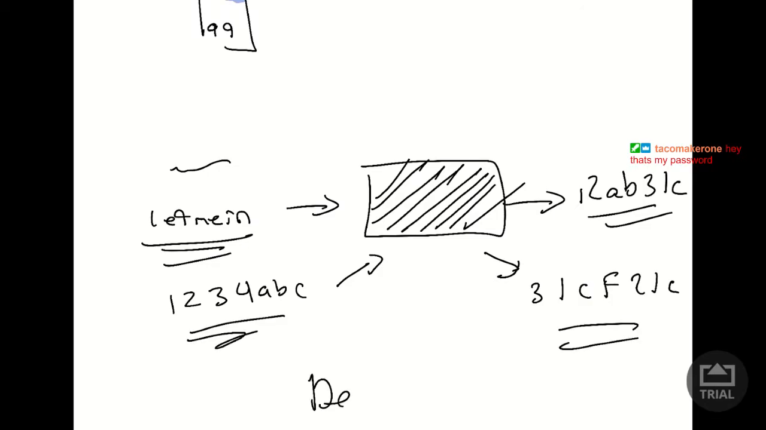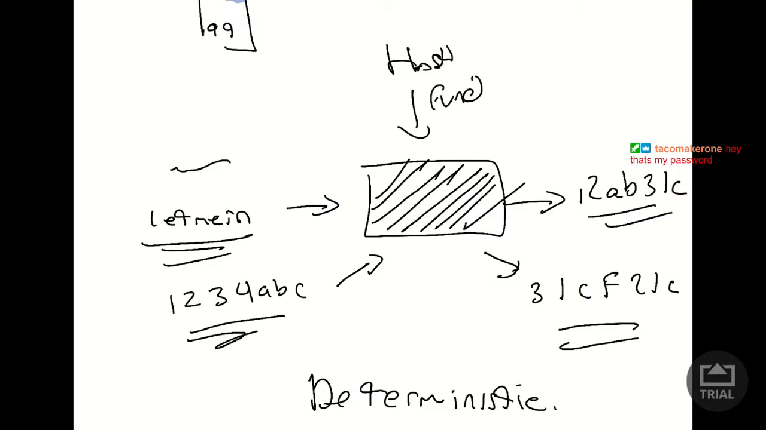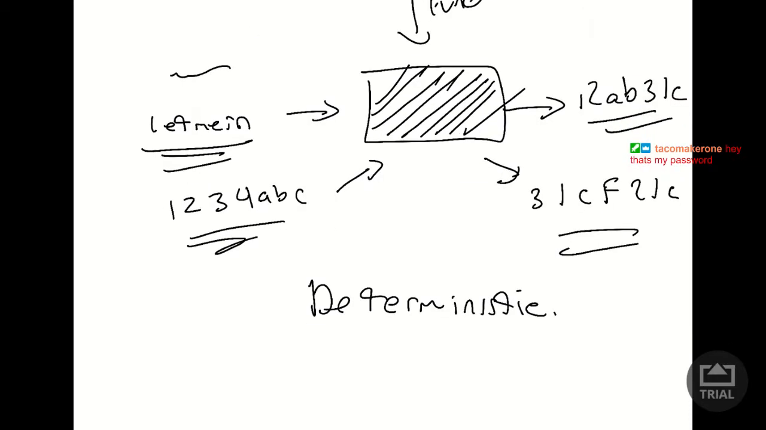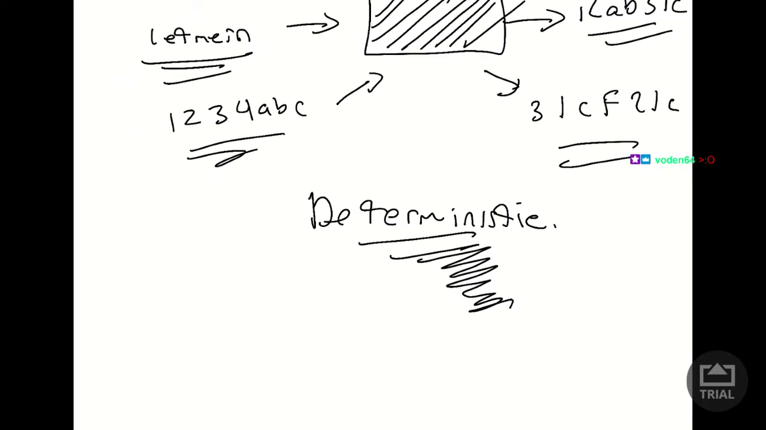That's known as a deterministic hash function. This is your hash function. You always, always, always want your hash functions to be deterministic. Okay? If they're not deterministic, by the way, here's a hint.